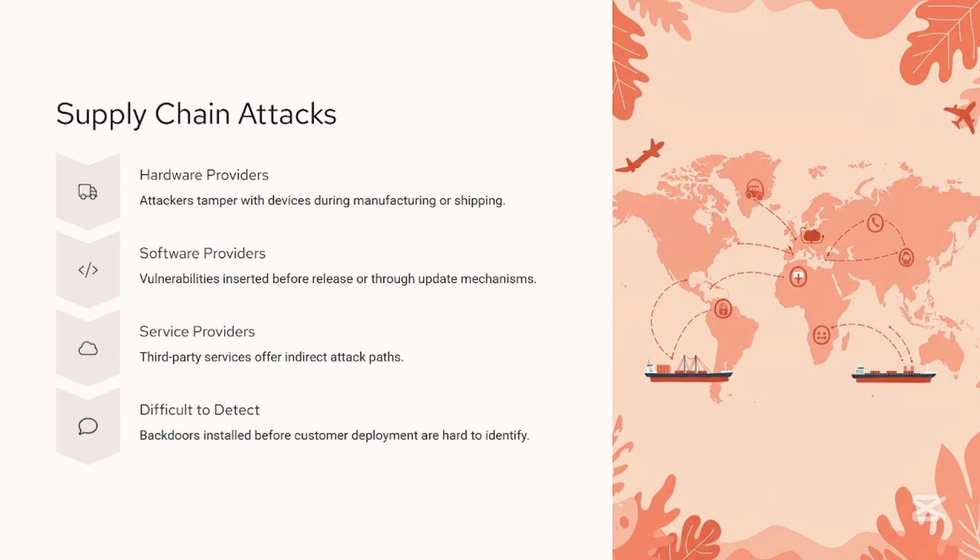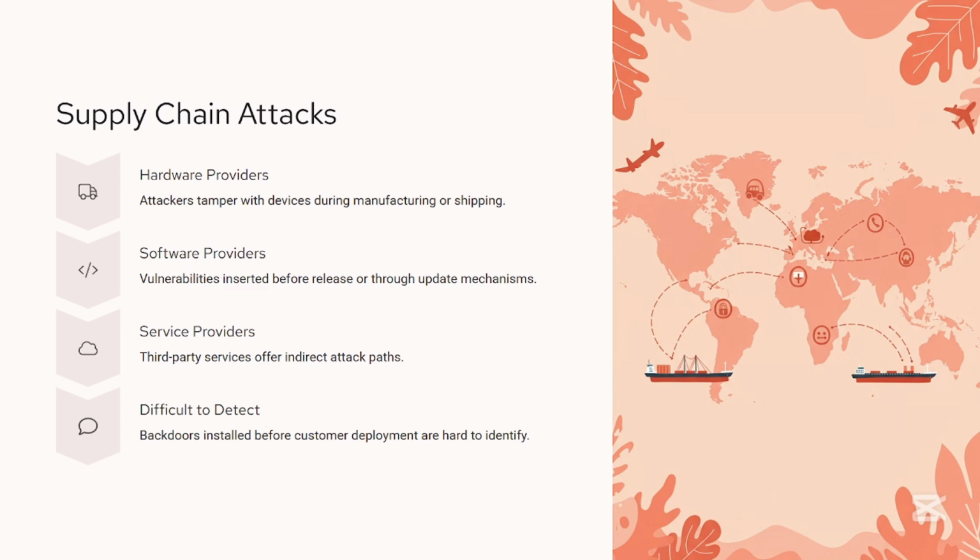And then we also have supply chain attacks. Now, with supply chain attacks, the attacker is very sophisticated, in that they can attack your system before it even reaches your premises. For example, they can attack your ICT infrastructure from your suppliers, where they can tamper with the devices. If they are hardware providers, attackers may tamper with the devices during manufacturing or shipping of the devices before they reach your premises.